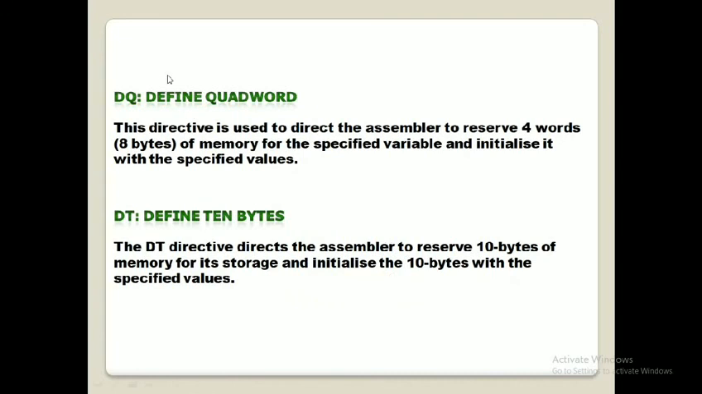On similar lines, we have 2 more directives: DQ, define quad word, and DT, define ten bytes. This DQ directive is used to direct the assembler to reserve 4 words. 4 words imply 8 bytes of memory for the specified variable, and it initializes it with the specified values. The DT directive directs the assembler to reserve 10 bytes of memory for its storage and initialize the 10 bytes with the specified values.